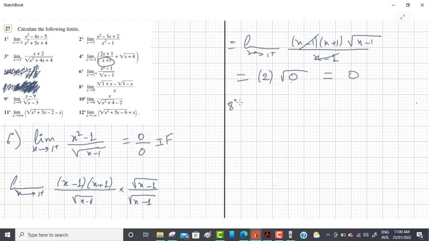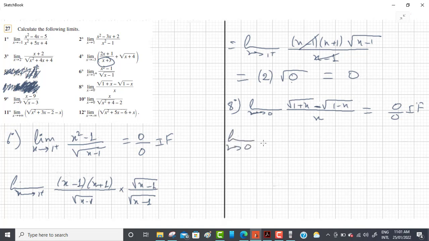Part 8. Limit as x tends to 0 of radical of 1 plus x minus radical of 1 minus x, over x. If you substitute x by 0, you will obtain 0 over 0. Usually we factorize, but in the case of radicals we can't factorize. You only have to multiply by the conjugate.